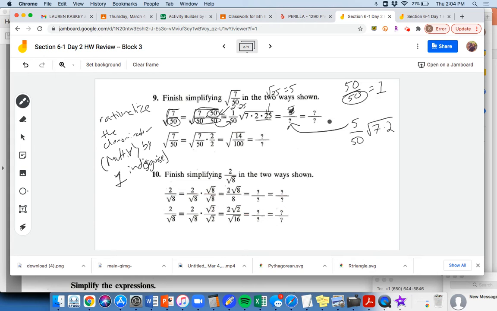Okay, how did we get there again too? Well, we had 1 over 50 here, and then we had a square root of 25 here. Square root of 25 is 5, so we can pull that 5 out. And this would just be 1 over 50 times by 5, which is the same thing as 5 over 50.